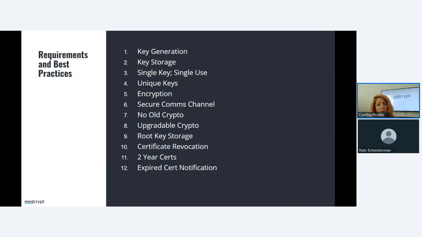Unique keys: product software encryption keys are either A, unique per device, or B, uniquely wrapped per device. As it pertains to encryption, all critical data, not limited to protected health information, PHI, is encrypted and authenticated at rest or in transit during the life cycle of the device. Secure communications channels: all communication of critical data requires an authenticated and encrypted communication channel.